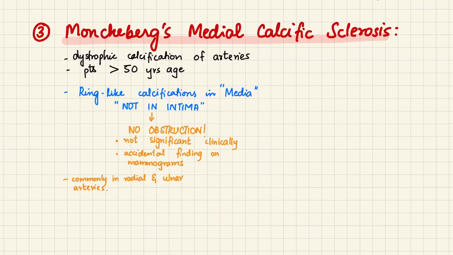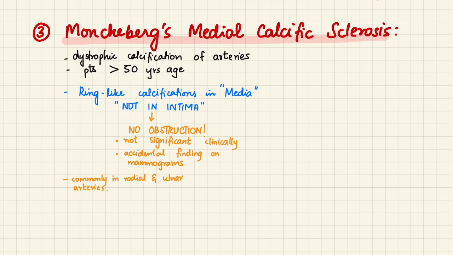So the last type of arteriosclerosis that we have is Monckeberg's medial calcific sclerosis. This name shows all the details except for this, of course. Medial means smooth muscle media of the arterial wall, calcific means calcification of the smooth muscles of the media of the arterial wall, and sclerosis means hardening and loss of elasticity.